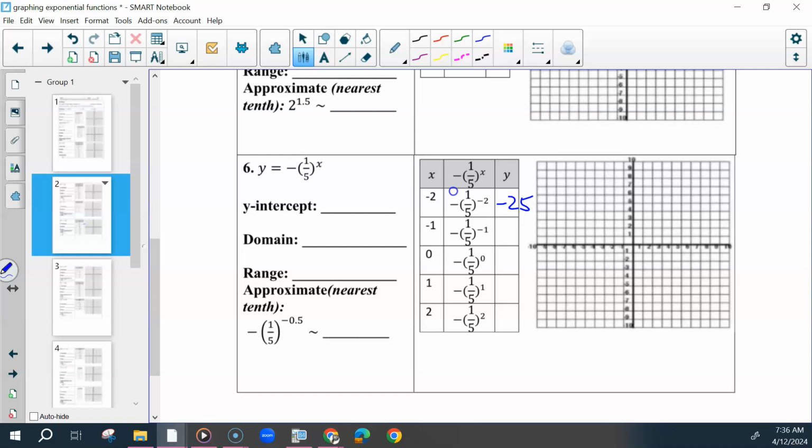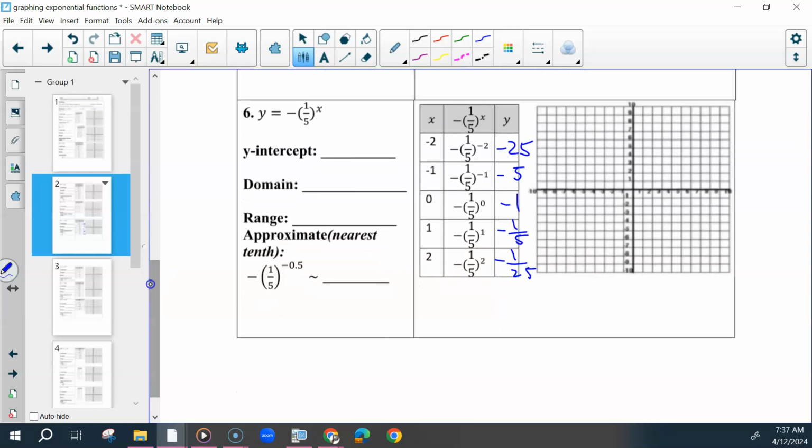negative 1/5 to the negative first. Negative 5, or you can think about it as 1/5 to the negative first, that would be 5, and then make it negative. Negative 1/5 to the 0 is going to be negative 1, because this part would give us 1, but then that negative is going to make it negative 1. Negative 1/5 to the first power. Negative 1/5. And negative 1/5 to the second power. Negative 1/25.